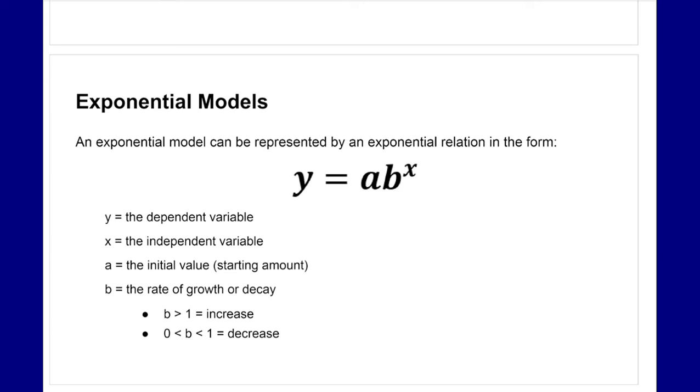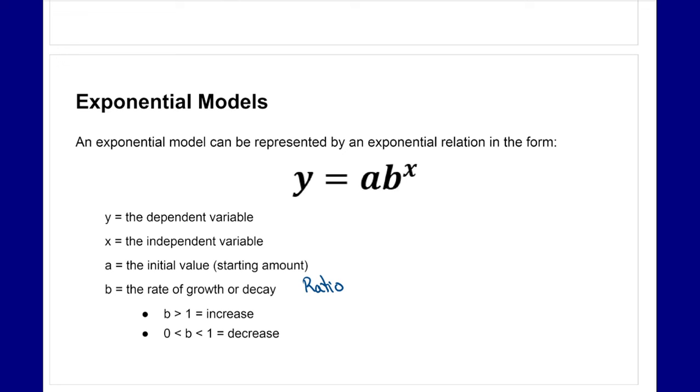The a value is the initial amount, or the starting amount, so what we're starting with. The b value is the rate of growth or decay. It's also the ratio. Finding the ratio is beneficial because it gives us a value for our model. If b is greater than 1, there's an increase. If b is between 0 and 1, so a fraction or a decimal, it decreases.